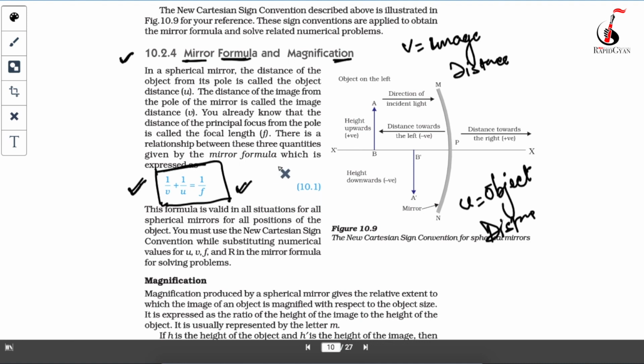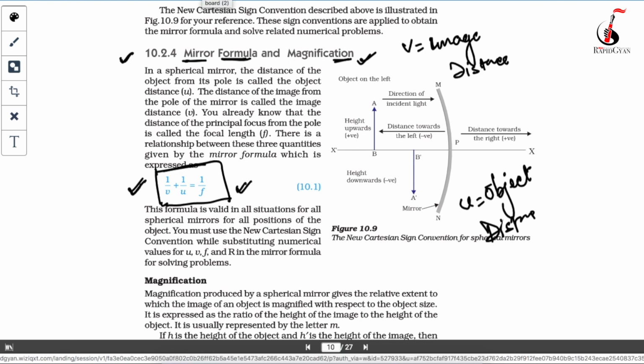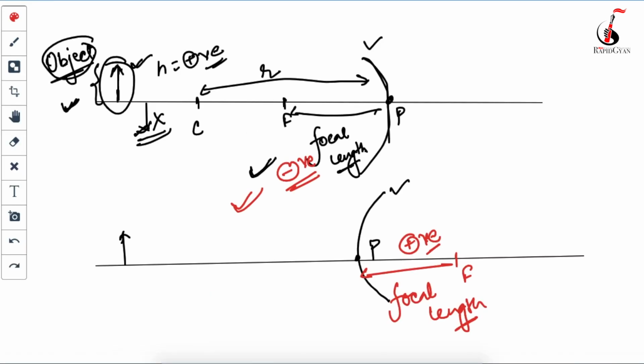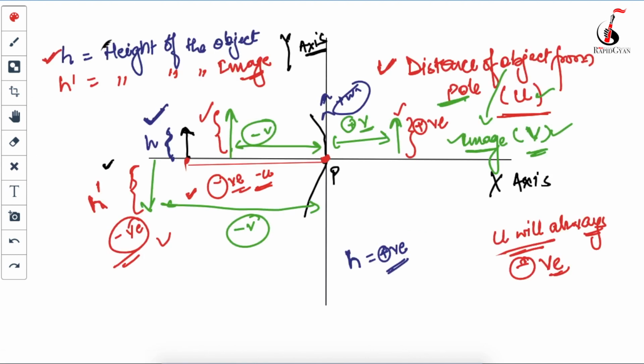Now we are going to come to the magnification. So what is magnification? Magnification is magnifying anything. Magnification is nothing but the ratio of height of image to the height of object. Simple thing. We know that H is the height of the object. H dash is the height of the image.